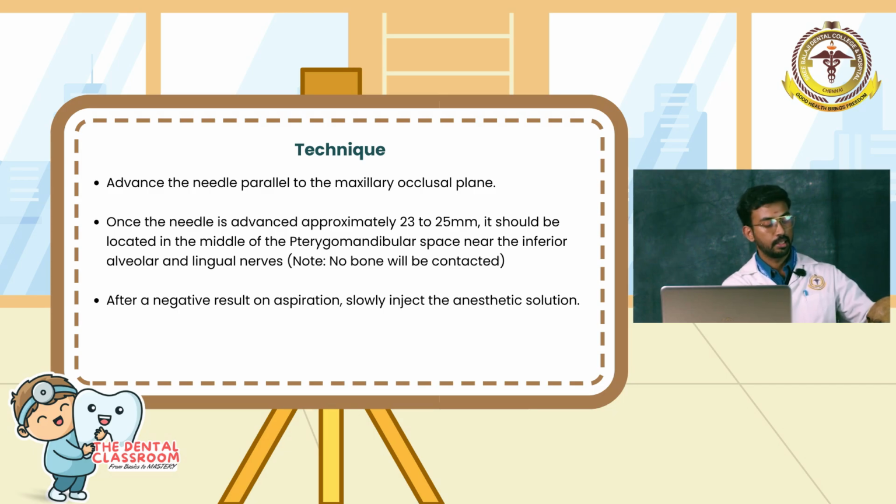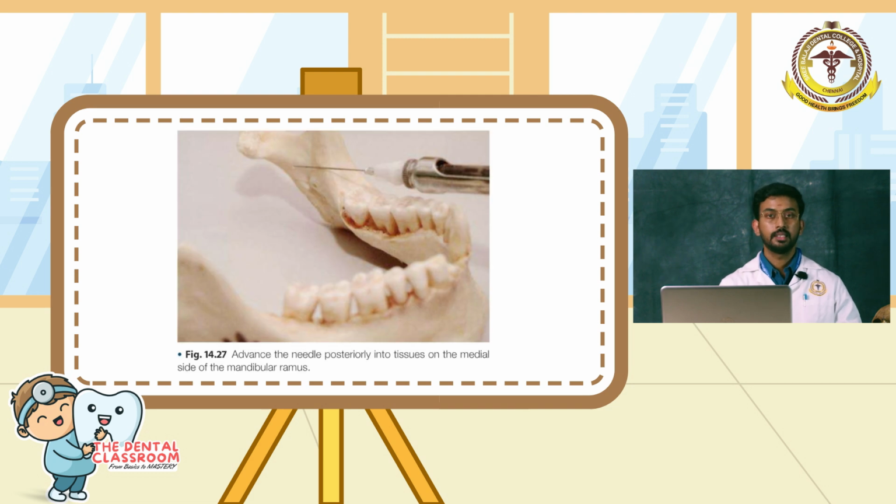Upon insertion, the needle lies in the pterygomandibular space in the middle region almost near the inferior alveolar nerve, and once aspiration is negative, we deposit about 1.5 to 1.8 ml of local anesthetic solution slowly over 60 seconds. In this technique, the orientation of the bevel is very critical. It has to be oriented away from the bone, which means the bevel should be oriented towards the midline.